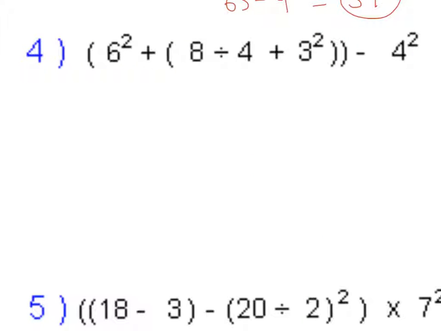Okay, next problem, number 4. 6 squared plus 8 divided by 4 plus 3 squared, all minus 4 squared. Okay, so focus on the parentheses inside the parentheses, more specifically the exponent here. So I'm going to get 3 squared, which is 9. I'm going to copy everything down. And then 6 squared plus, that is all in parentheses, minus 4 squared. This one's a little similar to the last one we did. So focus on the parentheses. 8 divided by 4 is 2. Bring down everything else.